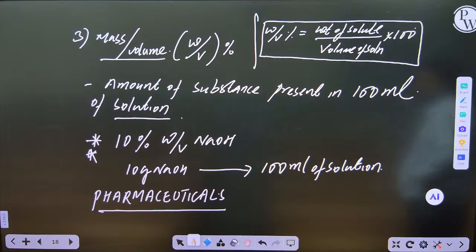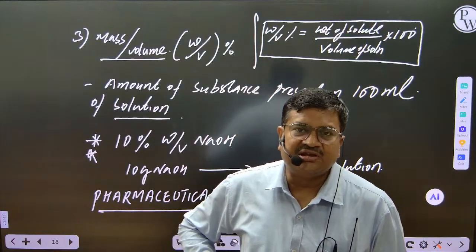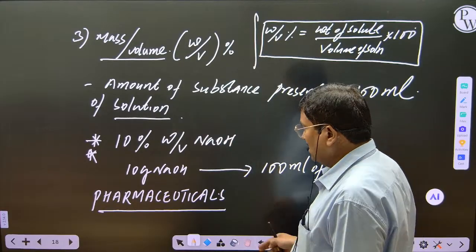Clear? Now we go for the fourth concentration. What is the fourth concentration we are having? Mole fraction. I'm moving to the next sheet.